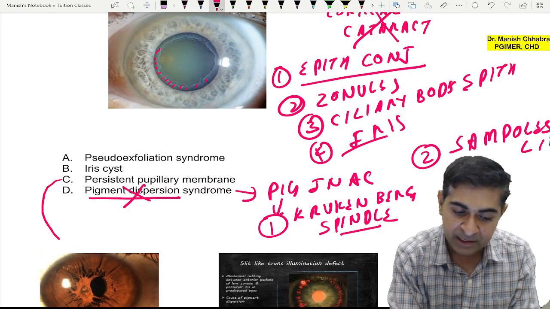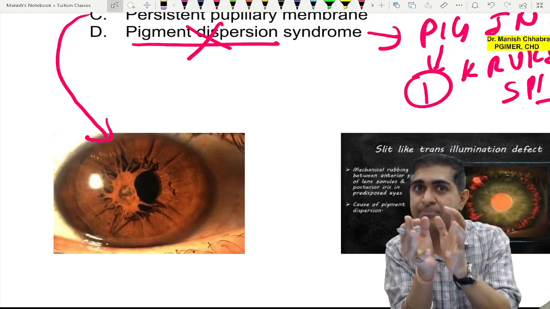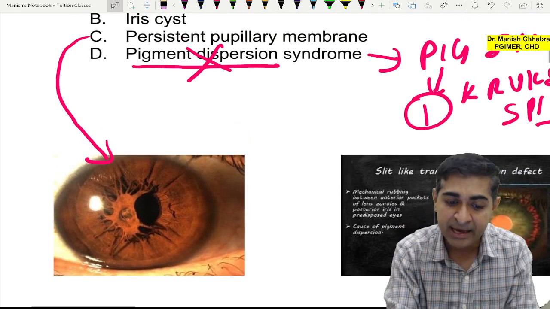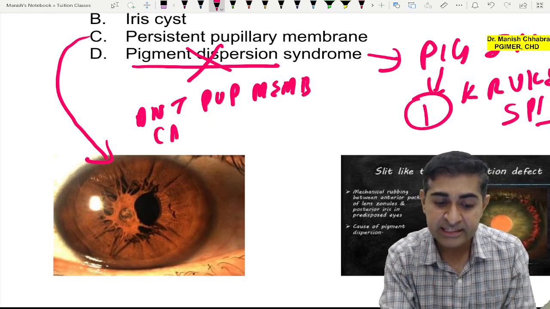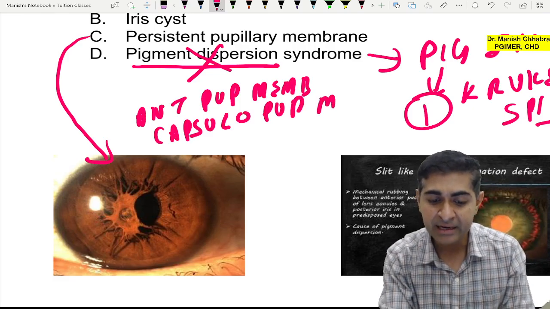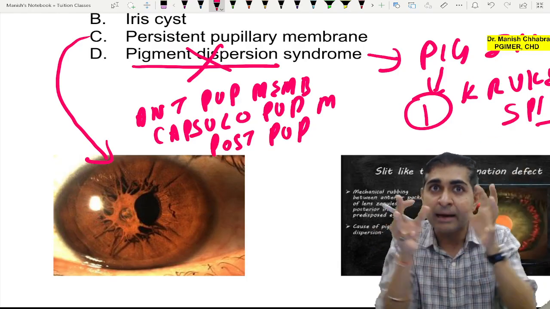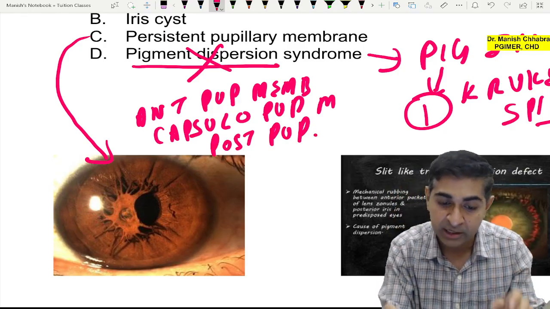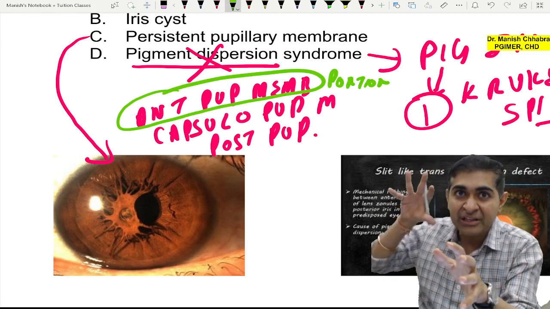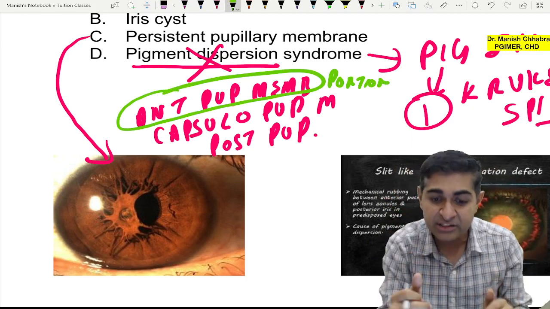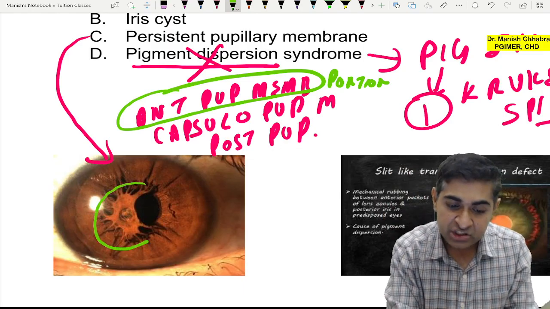Okay. Persistent pupillary membrane, ये देखिए persistent pupillary membrane की मैंने यहाँ image लगा दी है. So what happens is, during embryological development of the eyeball, the lens is supplied by the anterior pupillary membrane, then there is the capsulopupillary membrane, and there is the posterior pupillary membrane. This is nothing but the blood supply: anterior pupillary portion, capsulopupillary portion, and posterior pupillary portion. There is the hyaloid artery which is coming and supplying the developing lens. If the anterior pupillary portion fails to get resorbed, there is persistent pupillary membrane.